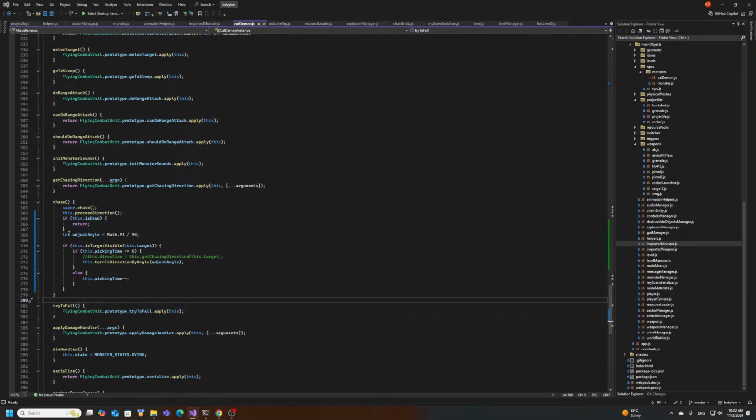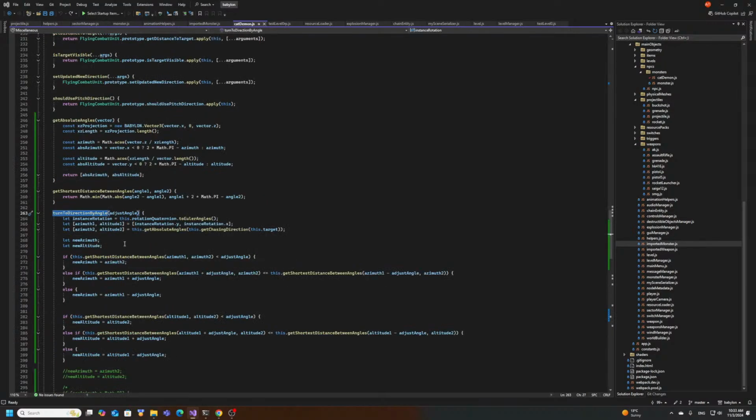And here's the change. First, I added this adjust angle, which means for which angle it may turn per tick. And instead of assigning direction like this, I implemented this function which makes this monster turn gradually towards its target. So let's take a look at it.